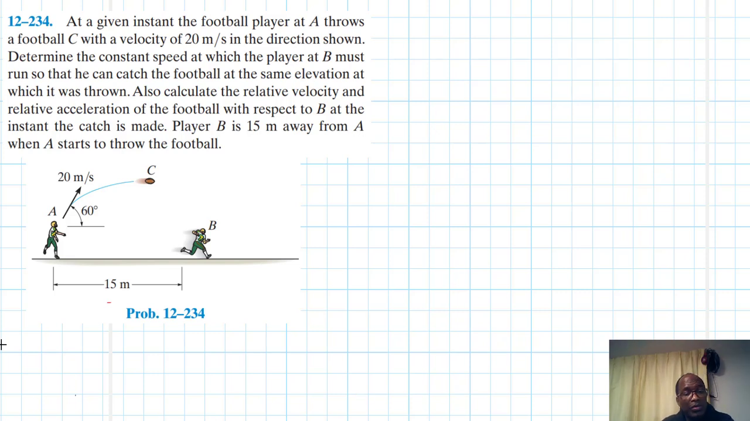This problem is coming from the Engineering Mechanics and Dynamics 14th edition by R.C. Hibbeler. So first things first, I will need to calculate the time. I think the time is important for me. Calculate the time it takes for the ball to reach this same elevation at which it was thrown. With this time, I'll be able to use it to calculate the constant velocity of player B.